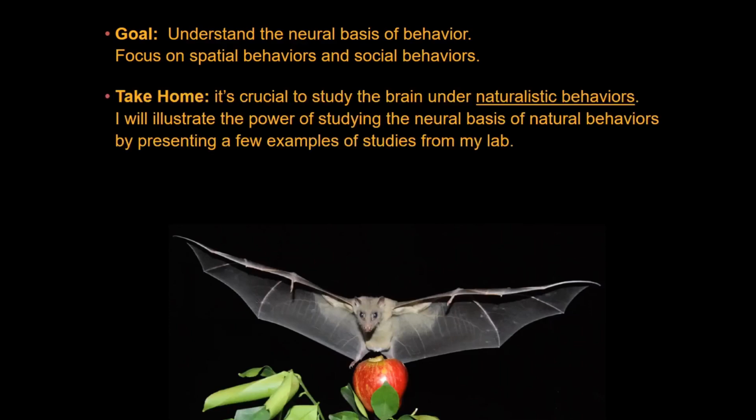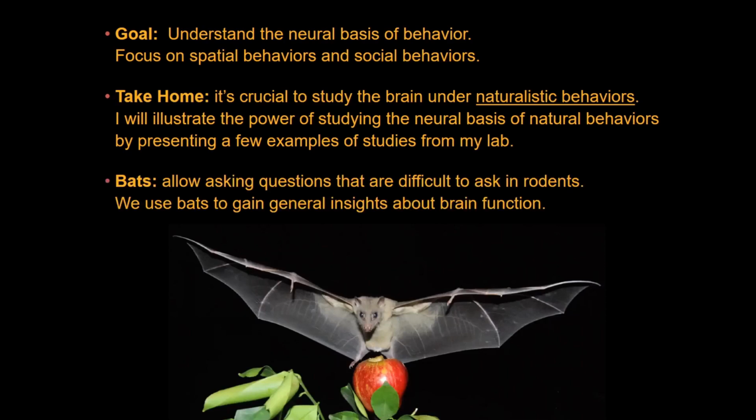And the take-home message that I would like to convey today is that it is crucial to study the brain under naturalistic behaviors, or closer to the natural behavior of the animal. And I will illustrate why via several examples of studies from my own lab, which are about different stories. They might be a bit heterogeneous, but I think the underlying theme is that each of these stories illustrates the power of studying the neural basis of natural behaviors. And I hope to convince you that it's important to go towards more naturalistic or natural behaviors.